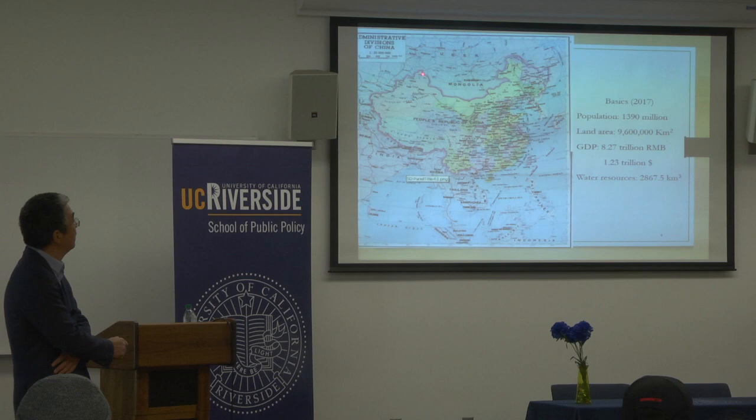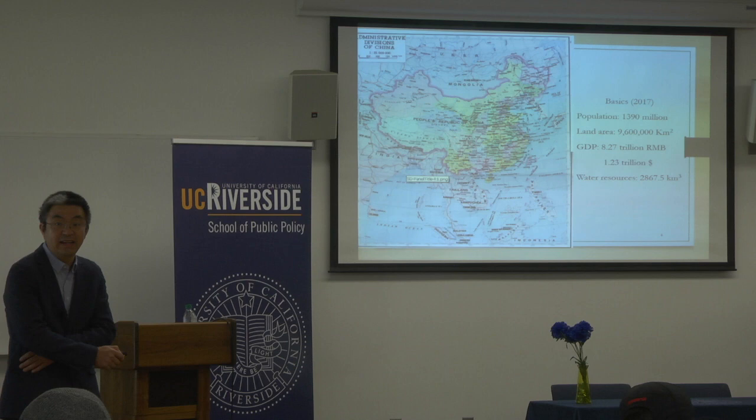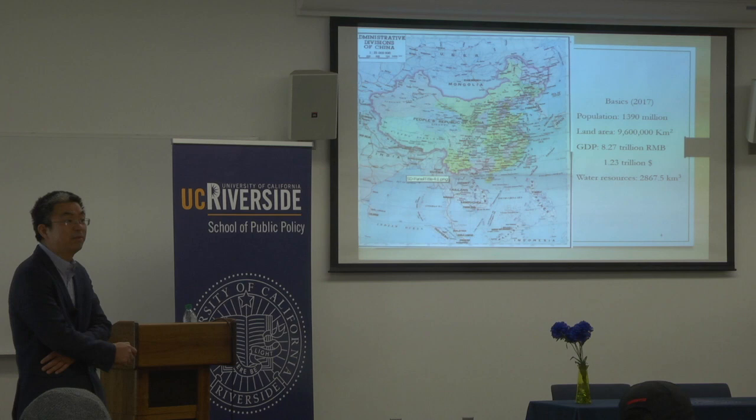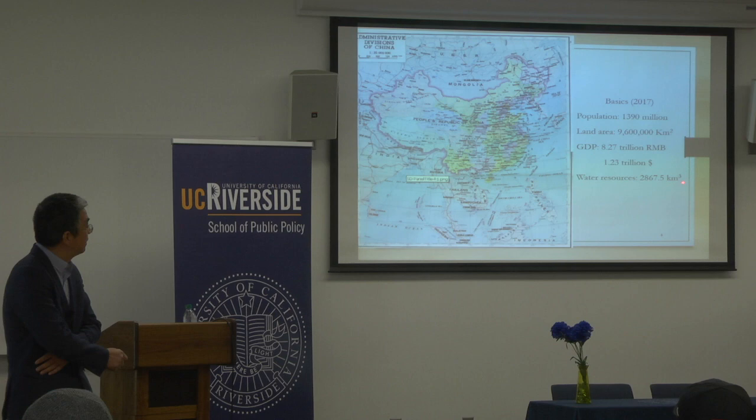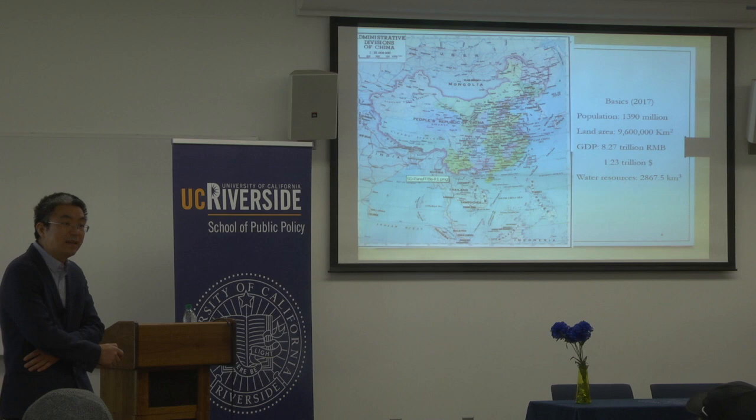So this is China. Generally, the land area is almost the same as the United States. And the population now is, I think, four times that of the United States. And GDP is probably half that of the United States. And for water resources, China is ranked sixth in the world. The United States is probably almost the same, nearly. Canada has more than China.